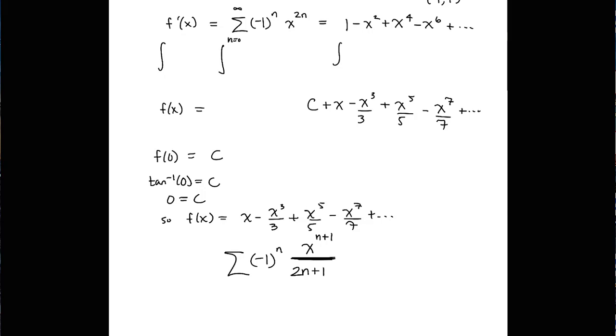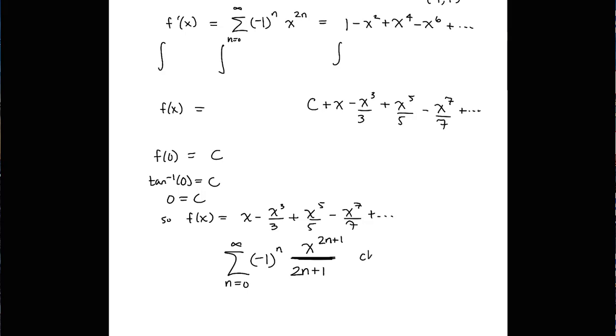But again, I want the power on the x to match the denominator. So I'd make this one 2n plus 1. Okay, so then it looks like I can go from 0, and this will work out. So I just check 2 times 0 plus 1 is 1, so that looks good. N equals 1 is 2 plus 1, 3, yeah, so looks good.